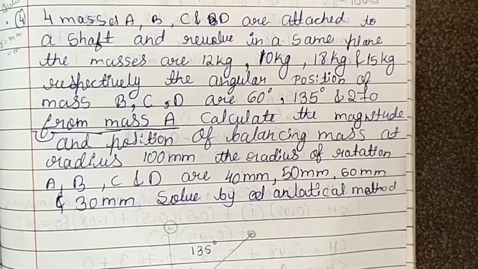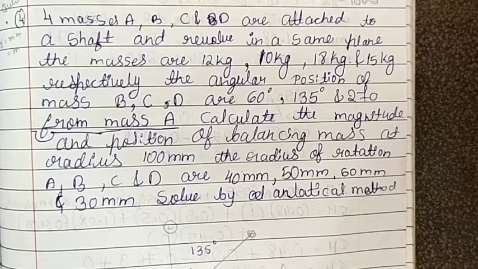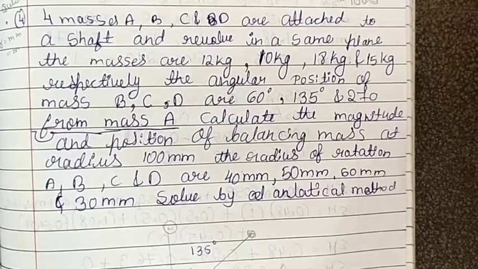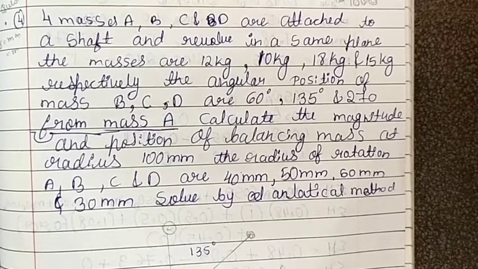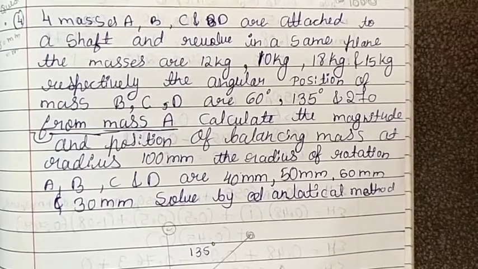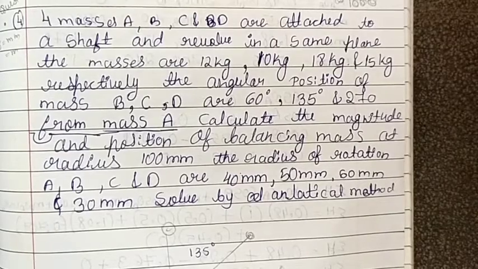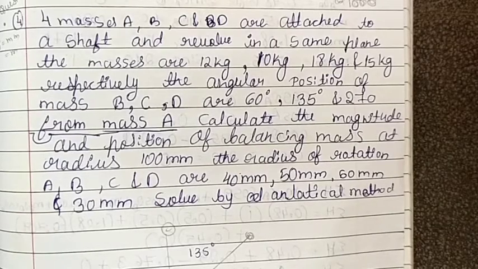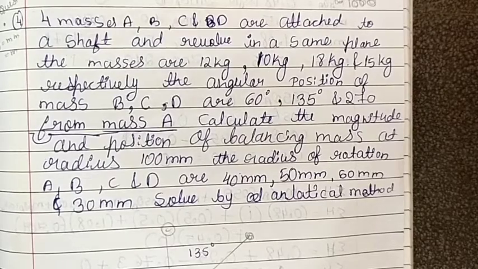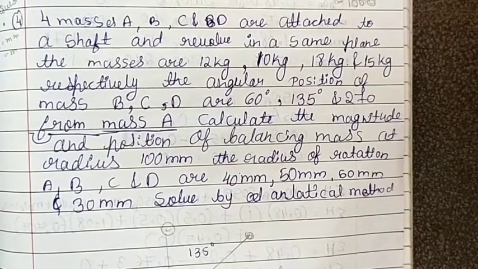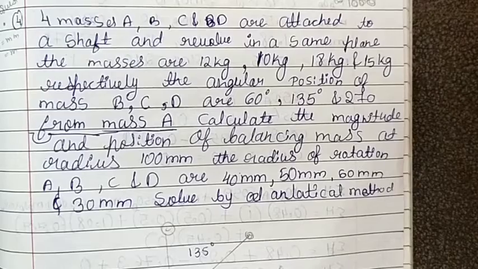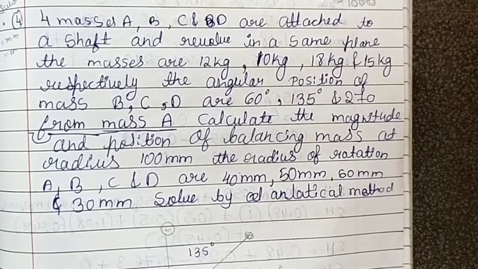Okay, so in the last problem we had taken M1, M2, M3 and M4. Here instead of that, he has given them in terms of A, B, C and D. So you should take masses as MA, MB, MC and MD, which are attached to a shaft and revolve in the same plane, and the masses are given as 12 kg, 10 kg, 18 kg and 15 kg. In the previous problem all the masses were in terms of Newton. Now it is given in terms of kg respectively.